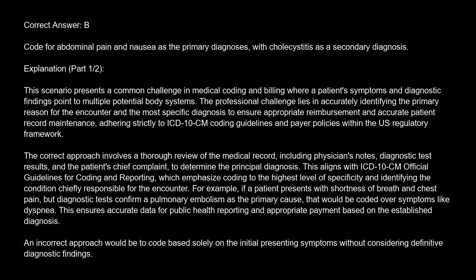Correct answer is B. Code for abdominal pain and nausea as the primary diagnosis, with cholecystitis as a secondary diagnosis. Explanation. This scenario presents a common challenge in medical coding and billing, where a patient's symptoms and diagnostic findings point to multiple potential body systems. The professional challenge lies in accurately identifying the primary reason for the encounter and the most specific diagnosis to ensure appropriate reimbursement and accurate patient record maintenance.